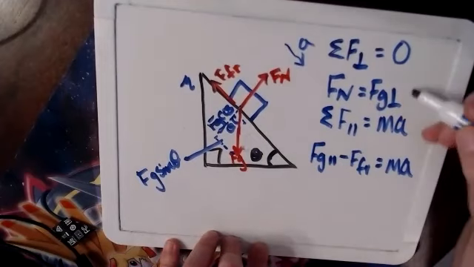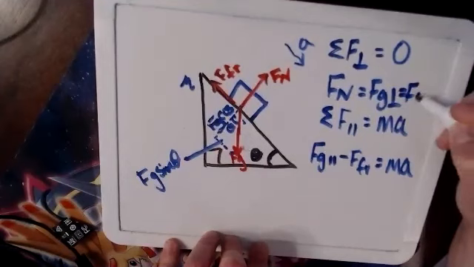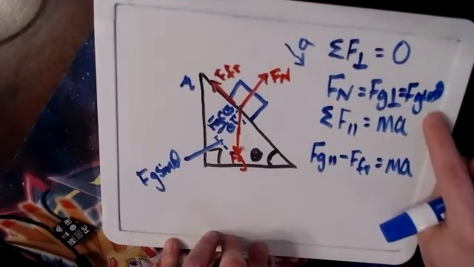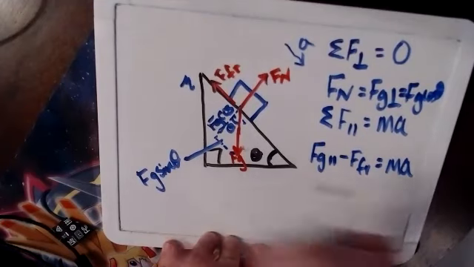Fg perpendicular we defined as Fg cosine theta. Ran out of space a little bit. That's Fg cosine theta. And Fg parallel is Fg sine theta.